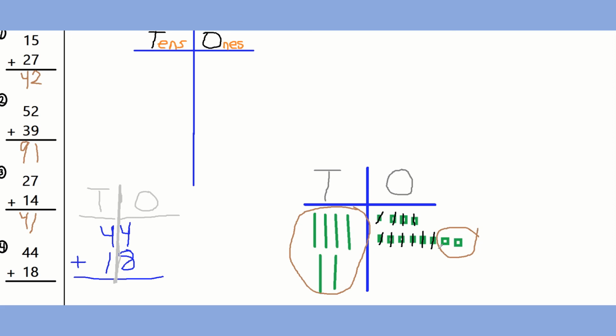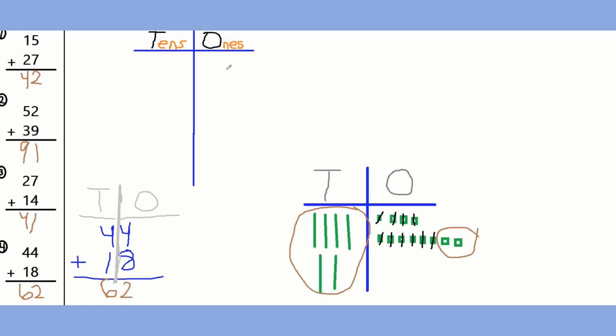Well, how many 1s do we have left? We have 2. And over here we have 1, 2, 3, 4, 5, 6. 6 10s. So we know that 44 plus 18 is 62. Let's write that over here. 62. And I hope you got the same answer as I did. If you do not, just keep practicing. Go back and watch the video as many times as you need to.